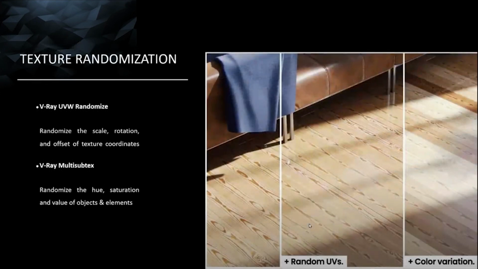And we can randomize any textures or any materials with the new texture randomization option. And the updated multi-subtex now offers saturation or gamma variation controls. And with this, we can now randomize hue, saturation, or any value of the object. And also with the new V-Ray UVW randomizer, we can randomize scale, rotation, or any texture coordinates. With the previous version, all this was not possible.